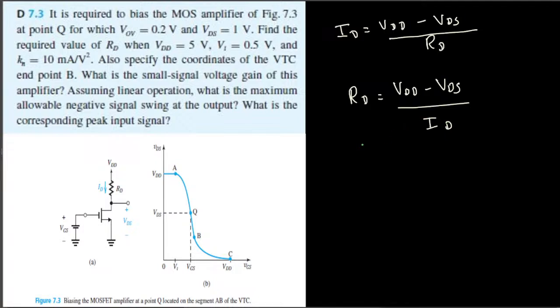Now here the thing is, do we know all the values to solve this problem? Do we know VDD? Okay, here we have VDD as well. So VDD is available. Let me take a note of it. VDD is equal to 5 volts, and then VDS, that is also available, that is 1 volt. And the only unavailable thing is current. Now to find out current, we can use this equation.